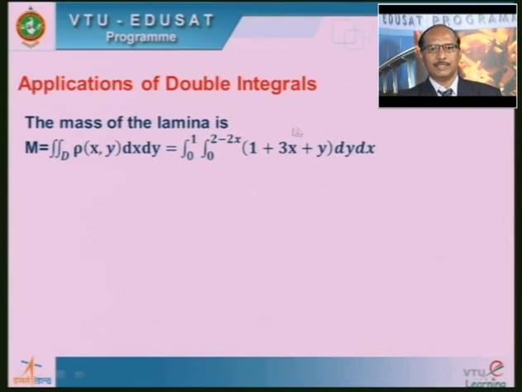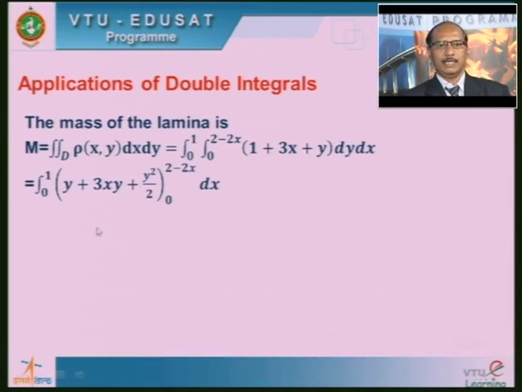Now, I am integrating first with respect to y, because the y limits are functions of x. So, integrate the inner integral, that is with respect to y. Integration of 1 is y. Integration of 3x with respect to y: 3x is a constant with respect to y, so it is 3x times y. Plus integration of y, that is y square by 2. So, this completes the integration with respect to y.